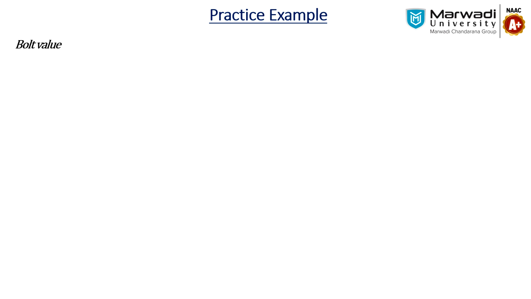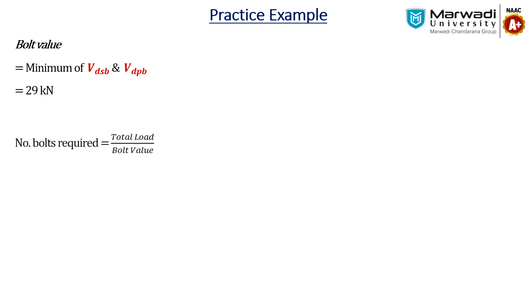Bolt value is the strength or capacity of one bolt, which is the minimum of the design shear and design bearing capacity. Based on our answers, 29 kilonewton, the design shear capacity, is the minimum, which is the bolt value. Based on that, we find the number of bolts, that is total load divided by bolt value. The design load is given as 150, divided by 29, so it is 5.17. So we have to round up to 6 bolts.